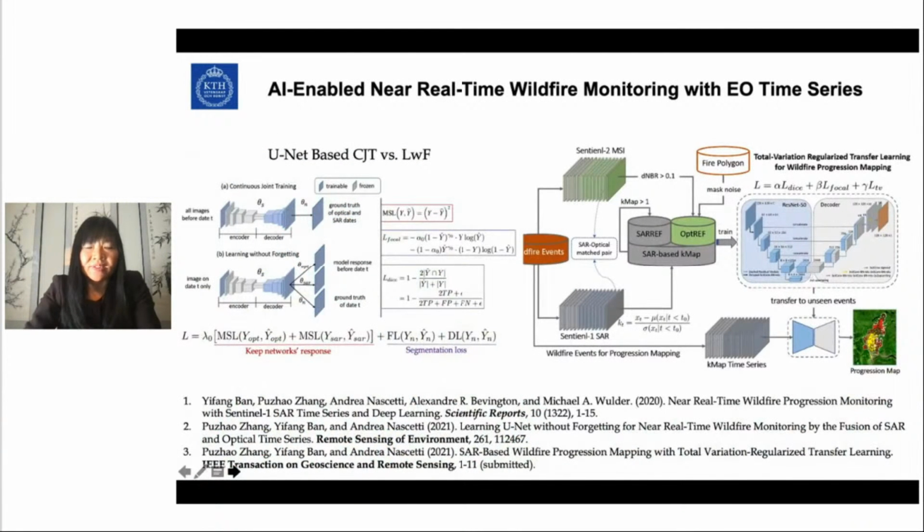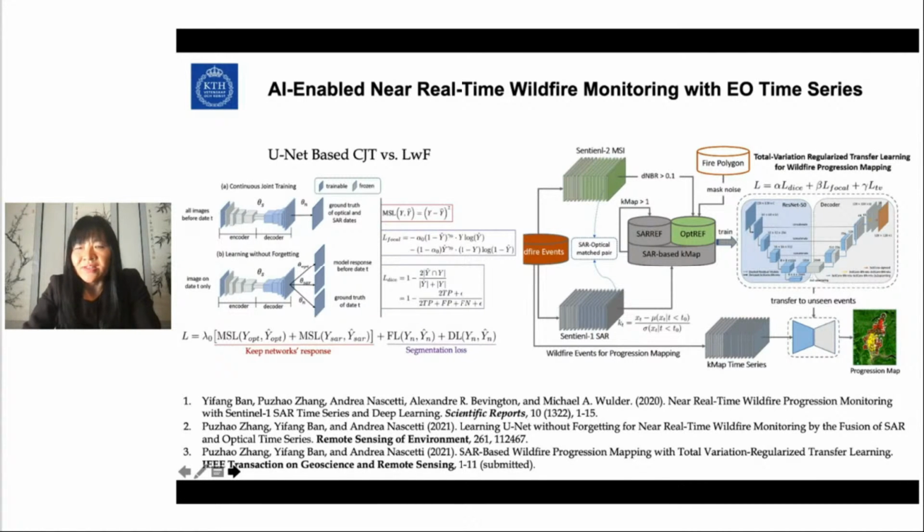So we have developed 3 different frameworks for near real-time wildfire monitoring using EO time series. On the left are the 2 works that I presented already during the summer crisis response seminar. It's continuous joint learning versus learning without forgetting. They're already published, paper 1 and paper 2. The new work is using total variation regulated transfer learning. So this is the 3rd paper we have just submitted.